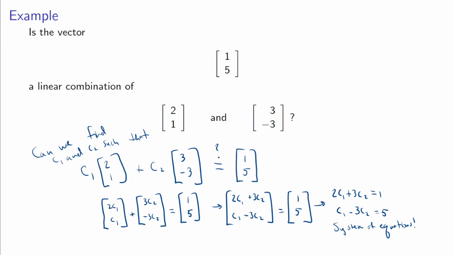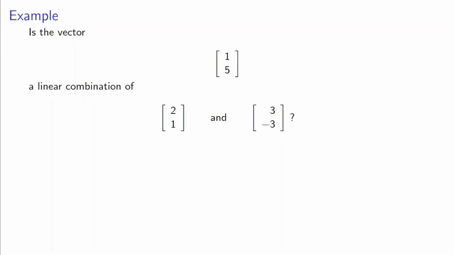So the augmented matrix for this would look like [2, 3 | 1; 1, -3 | 5]. That is the matrix we would like to row reduce in order to try and find a solution to this system, which would then answer this question for us. Is there a linear combination? So let's give ourselves a little bit of space here and erase all this stuff and we'll start fresh over here.